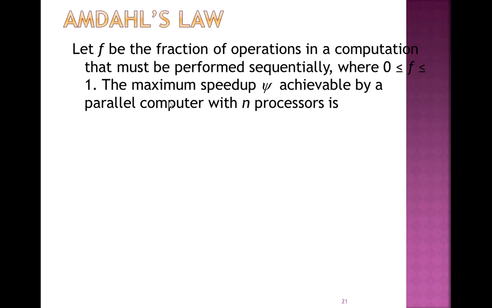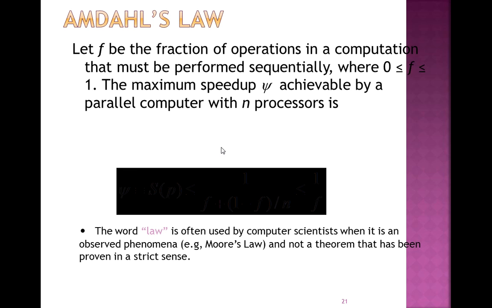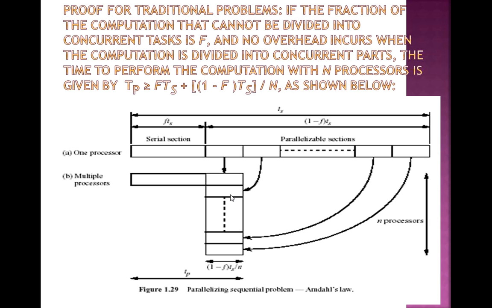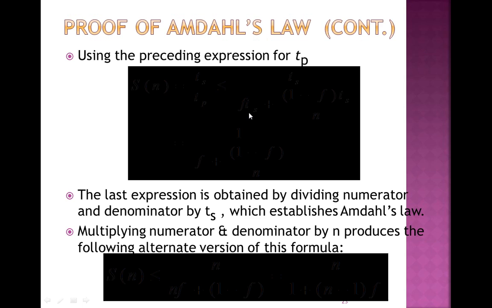Now, the next slide shows Amdahl's law. This is one of the important laws that we studied in the last class: what Amdahl's law is and how it shows the different operations in the computation. So this says, let f be the fraction of operations in a computation that must be performed sequentially, where 0 is less than or equal to f, which is less than or equal to 1. The maximum speedup achievable with n processors is, this is the formula that is used: speedup is less than or equal to 1 divided by f plus (1 minus f) divided by n.